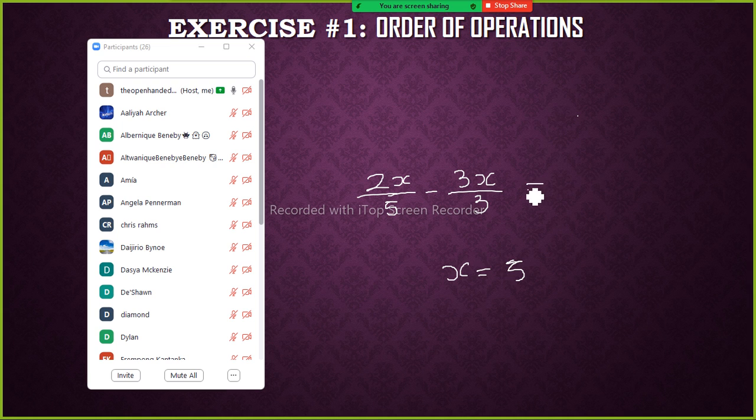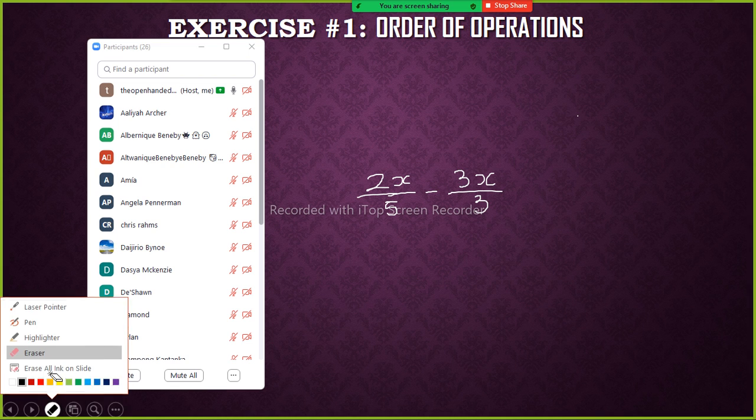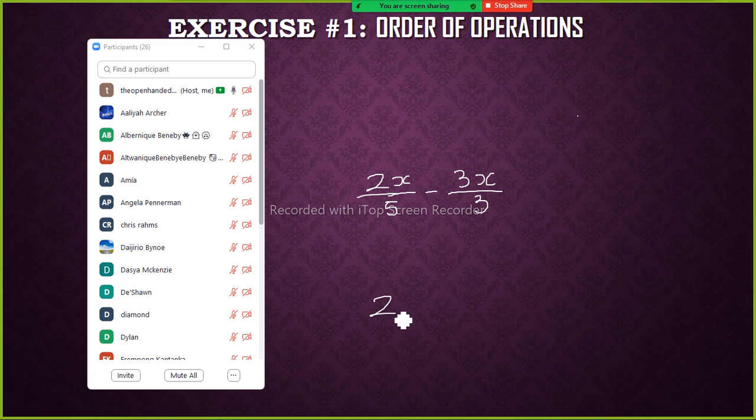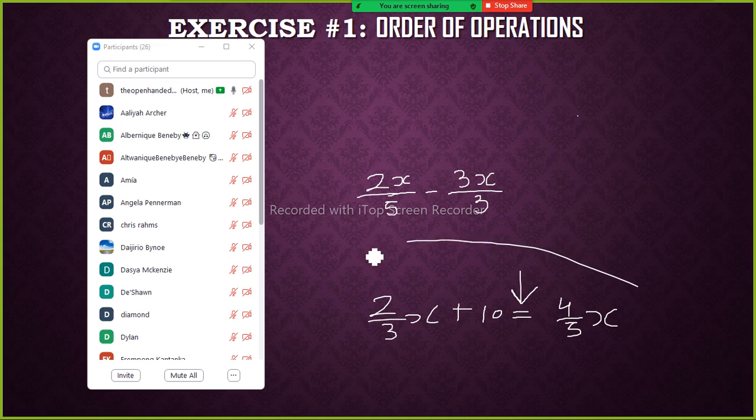I don't have equals to 5. See that? I just have this expression now, right? But with the ones I give you, I would have, say, 2 over 3 x plus 10 equals 4 over 5 x. You understand? It's an equation because I have an equal sign there. So with this one, you want to solve for x. With this one, you just want to combine them.